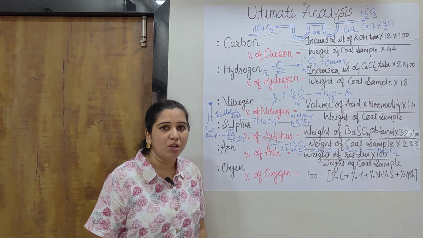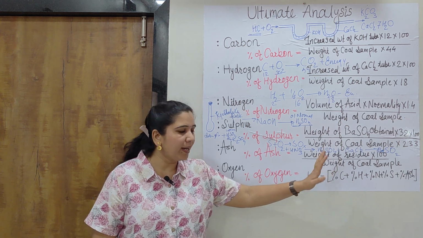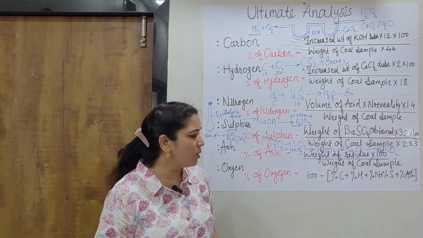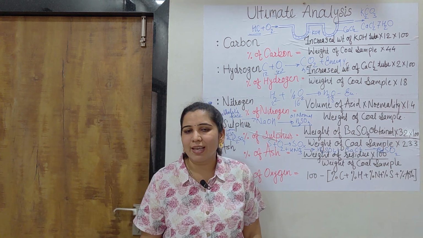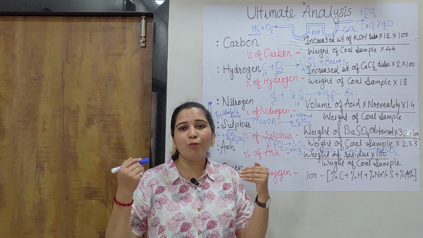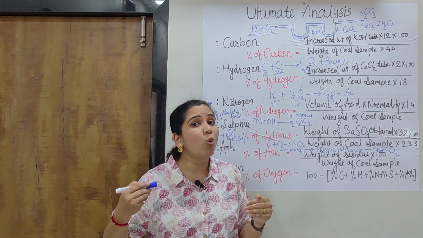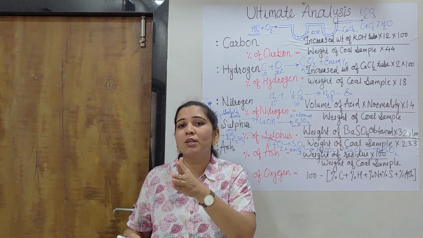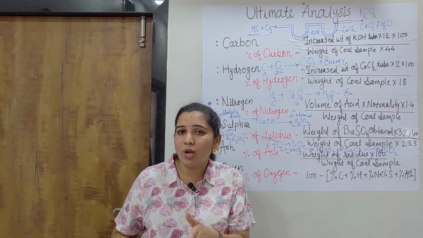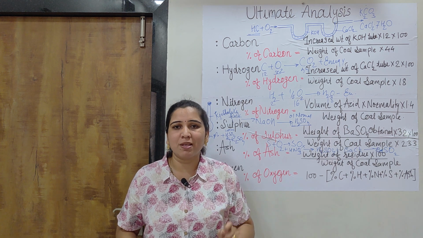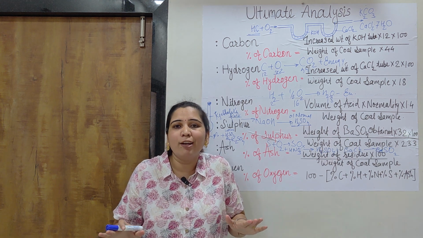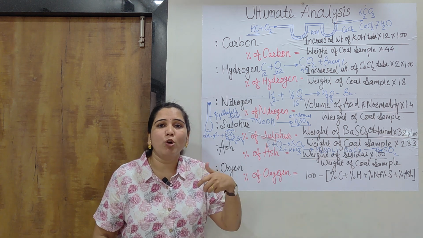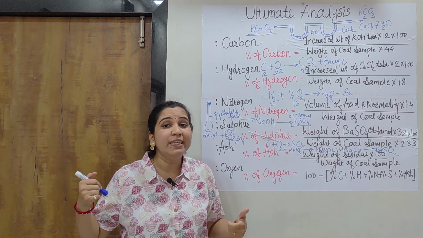And at last, oxygen. Oxygen is calculated by subtracting all these calculations from 100, as it is a percentage. So simply by calculation, oxygen can be determined. The higher the amount of oxygen, the lower will be the calorific value, and ultimately the lower the quality of coal. You might know, guys, the oxygen which is present in the coal sample is not required for any increase in quality. The higher the amount of oxygen, the lower the quality of coal.